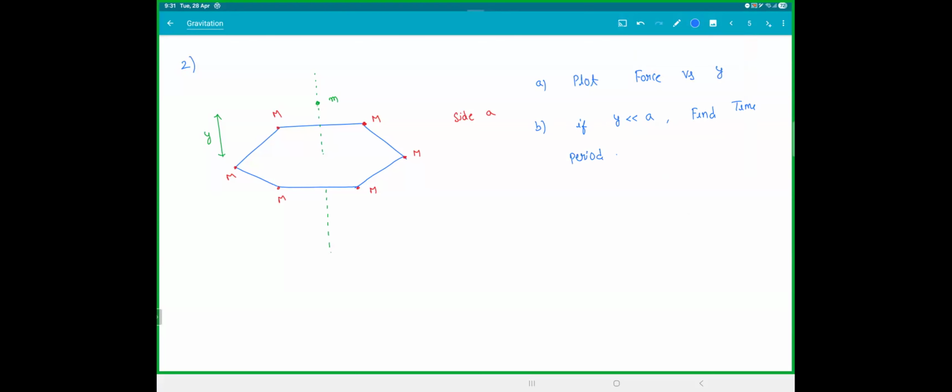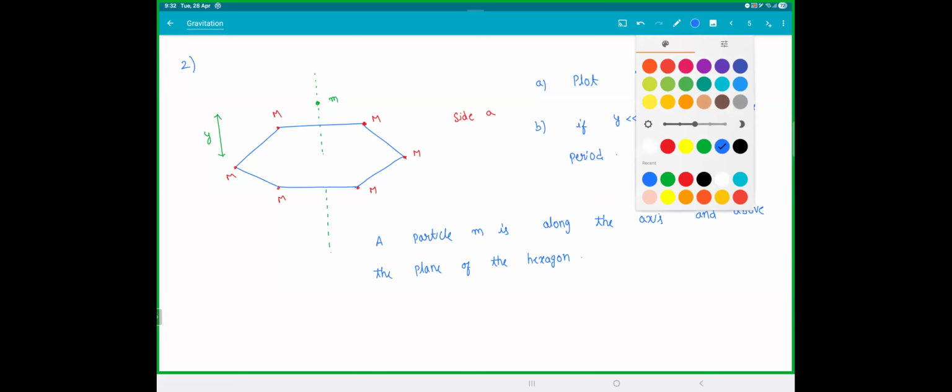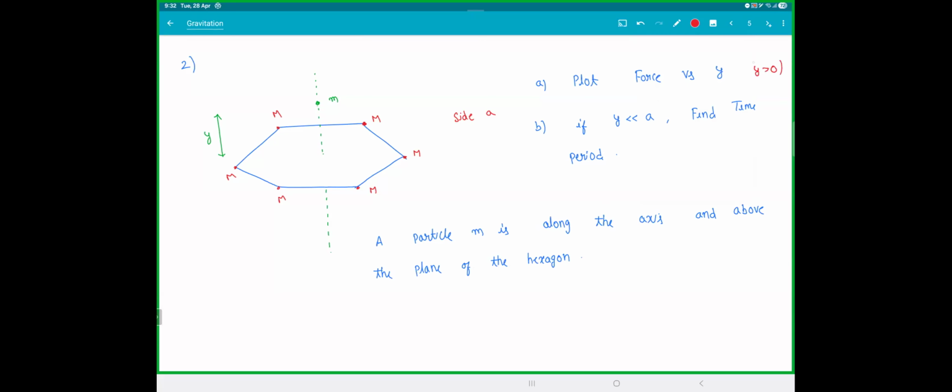So this particle is out of the plane at a height y, along the axis, and above the plane of the hexagon. So I wanted to plot a graph. Let's do it for y positive, okay? Plot F for y greater than 0. Only the upper part.